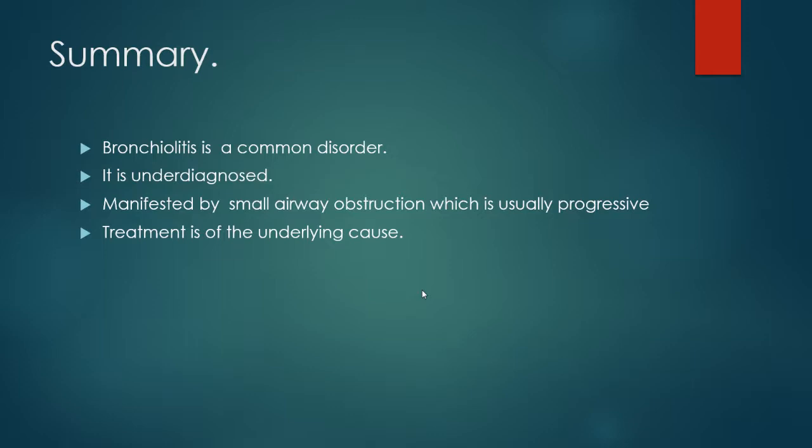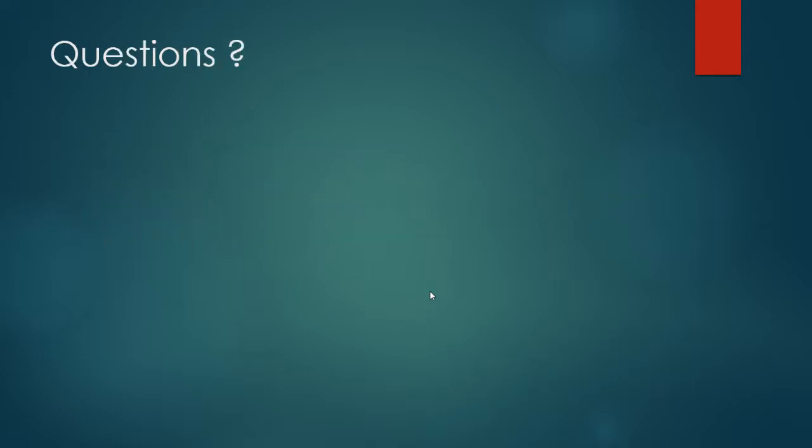In summary, bronchiolitis is a pretty ubiquitous, common disorder. It's often undiagnosed because we're not thinking about it. It's manifested by small airway obstruction, which is usually progressive. What we do more frequently than not is that the patient comes in with dyspnea. You find some obstruction on their PFTs. You go one way or the other, COPD, asthma, and that's it. We don't quite think of bronchiolitis as frequently as we probably should. Most of the time, the treatment is of the underlying cause, if you find it. And that's the end of my talk. Any questions?